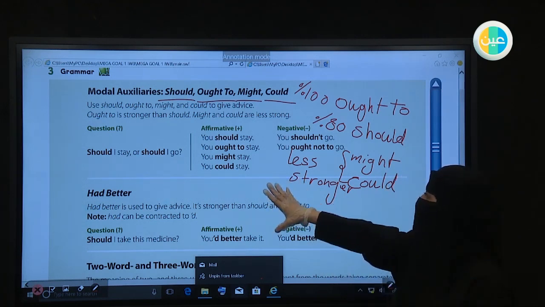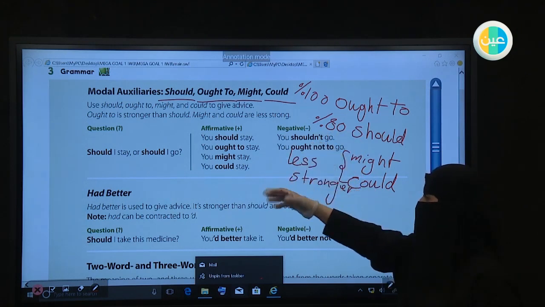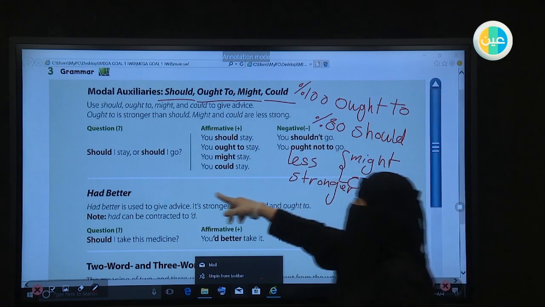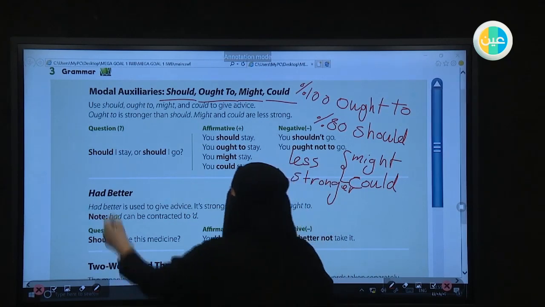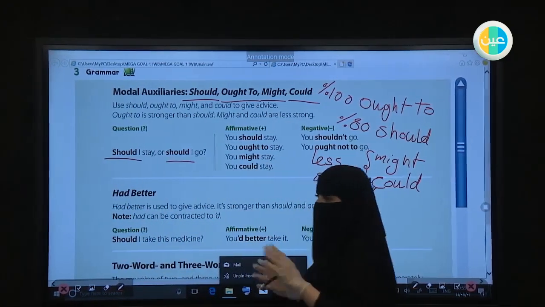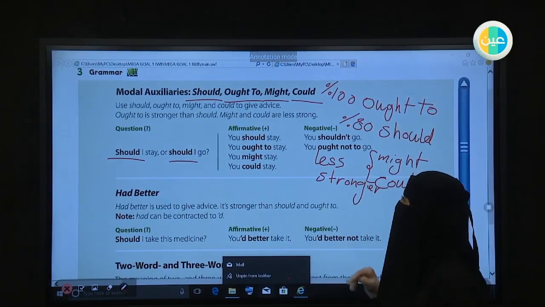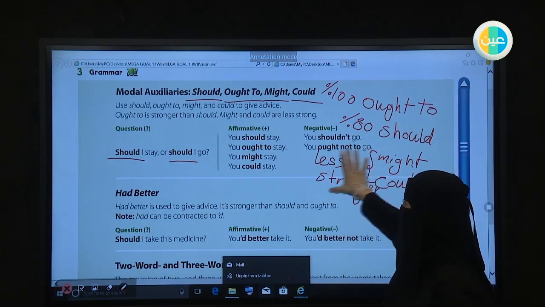Okay, if we want to build a question, how do we use the modal auxiliaries? We should put the modal auxiliary at the beginning of the question. Let me check that. Should I stay or should I go? Should I stay or should I go? They gave choices of whether he wants to stay or go, and we have a right answer.